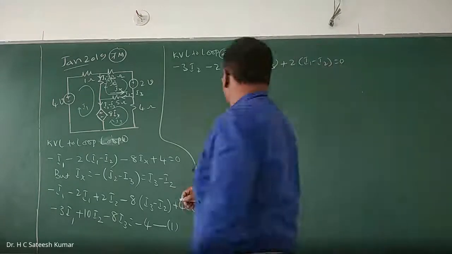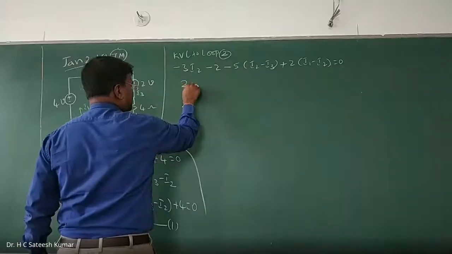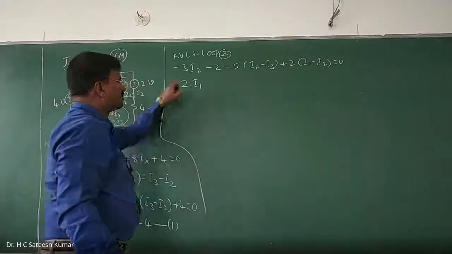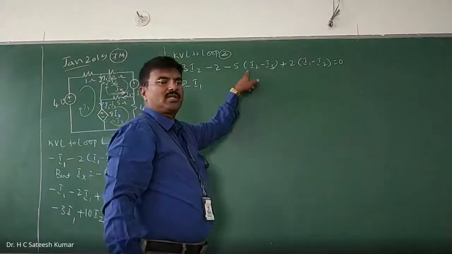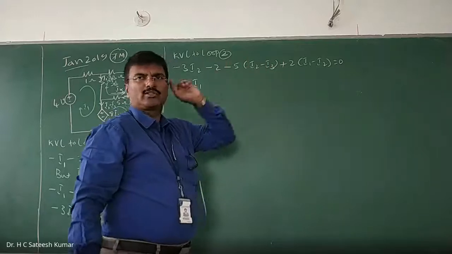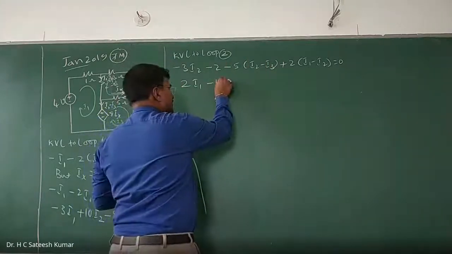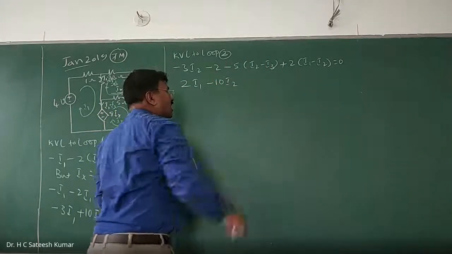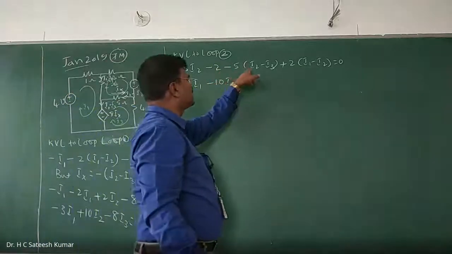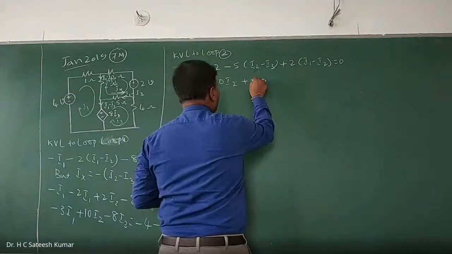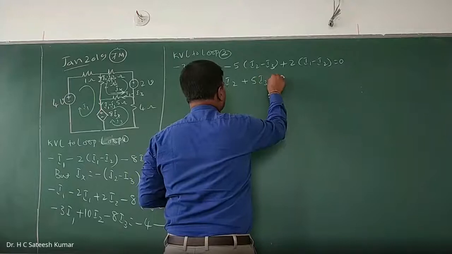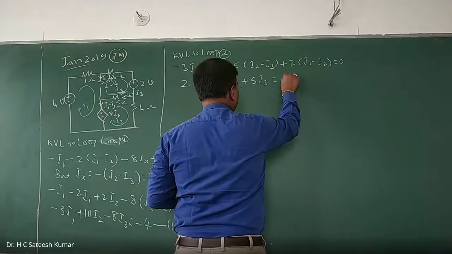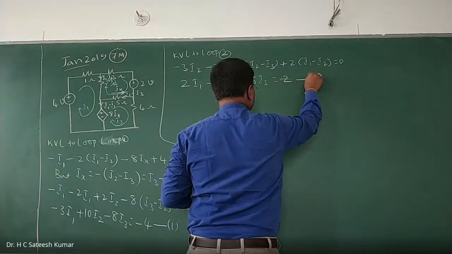Now, group all of them. 2I1 minus 3I2 minus 5I2 minus 8I2 minus 2I2 minus 10I2, and for I3, minus of minus, plus 5I3 is equal to 2. Call this as equation number 2.